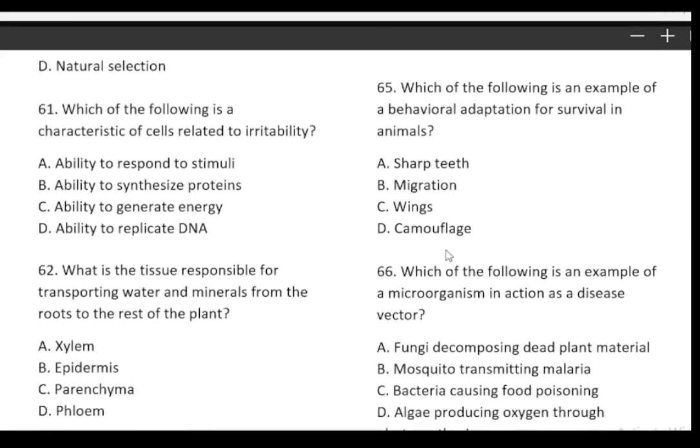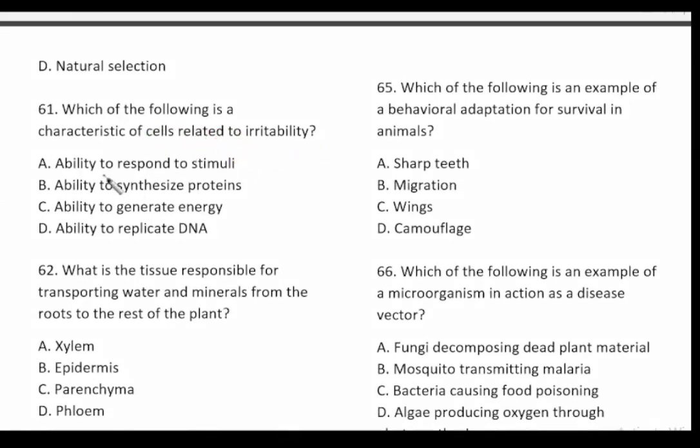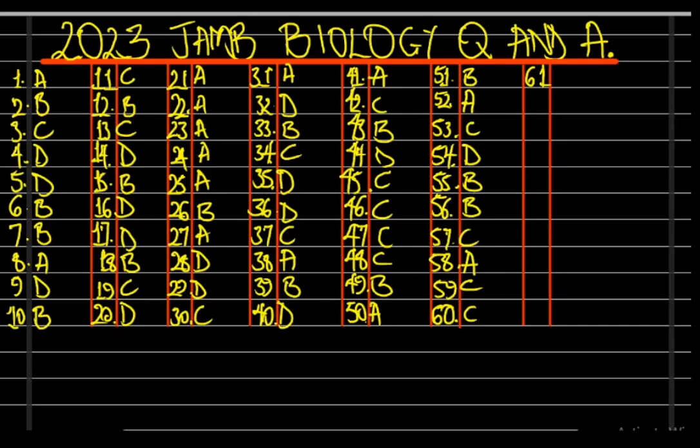Which of the following is a characteristic of cells related to irritability? Ability to respond to stimuli, ability to synthesize proteins, ability to generate energy, ability to replicate DNA. When we talk about irritability, it is simply talking about stimuli. So it is the ability to respond to stimuli, not synthesizing proteins or generation of energy, or replicating DNA. It is just basically to respond to stimuli. That is what irritability does. So that is option A for question 61.